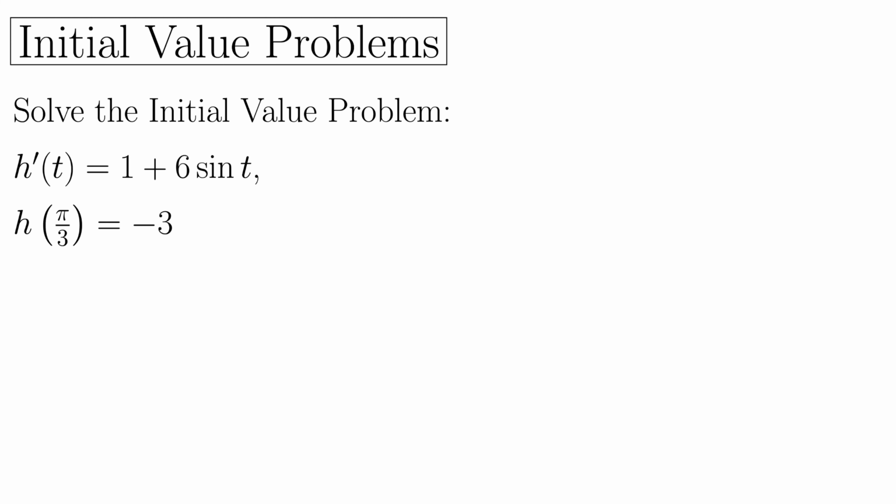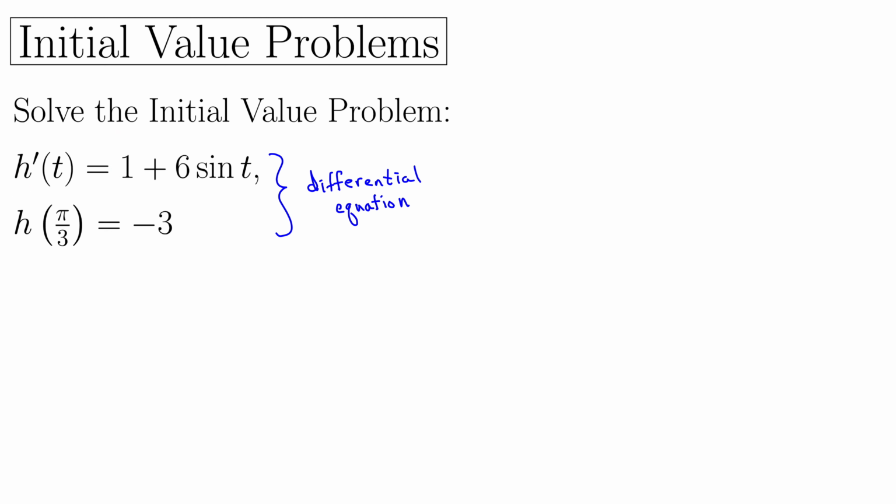We're asked to solve the initial value problem, and we're given h prime of t equals 1 plus 6 sine t, and we're given h of pi over 3 equals negative 3. So what this really is, is a differential equation. And that essentially means that we're given our item of interest in derivative mode, and then we're asked to essentially back out of it using various integrals, right? Because we want the antiderivative.